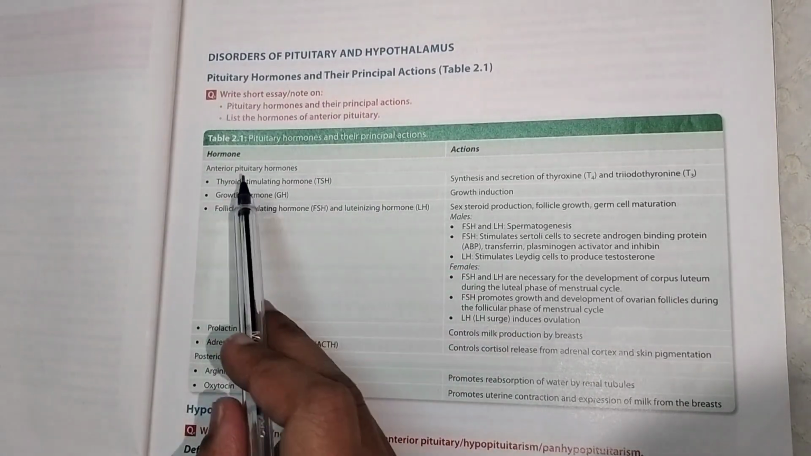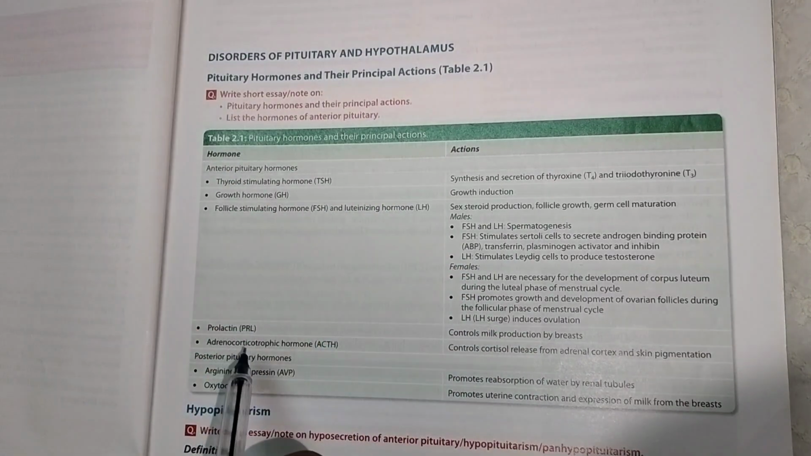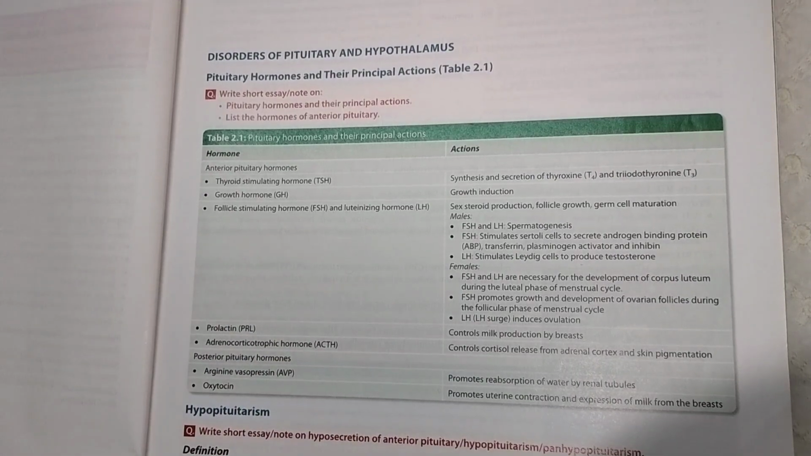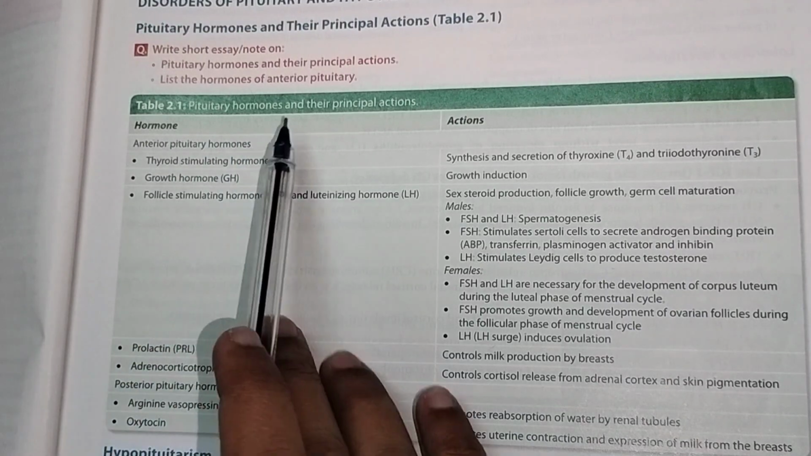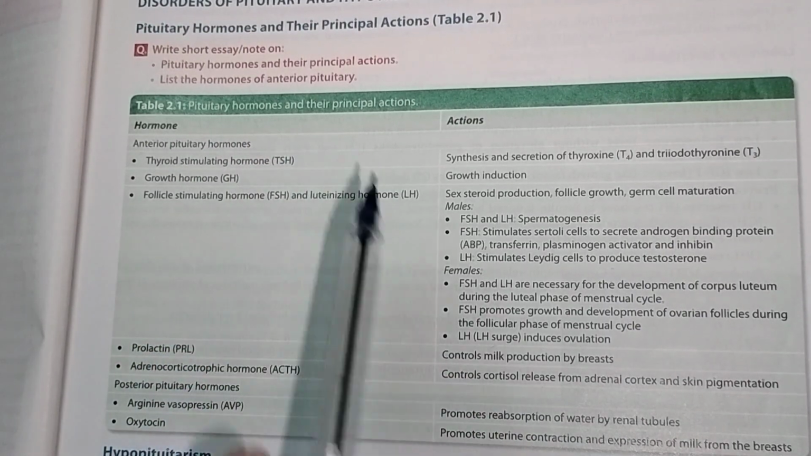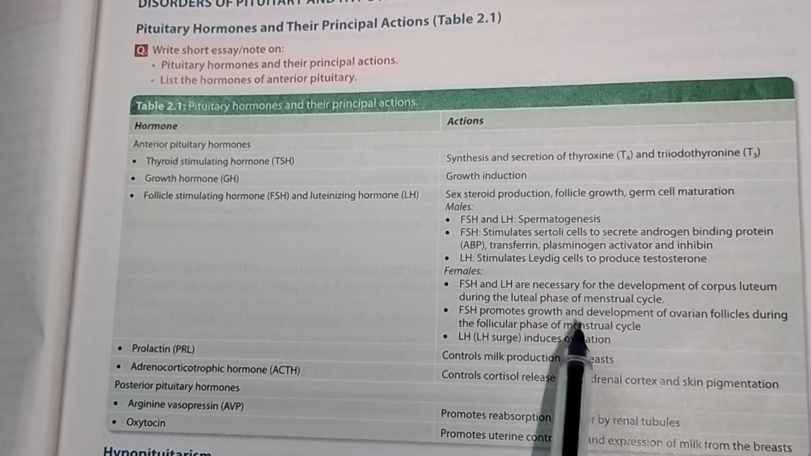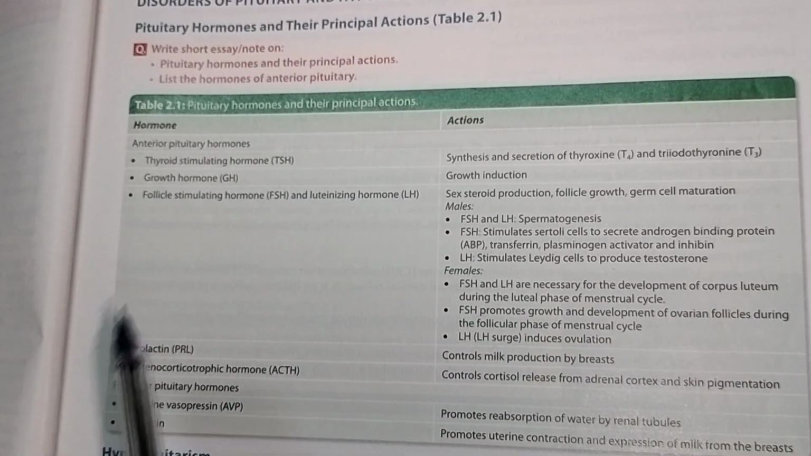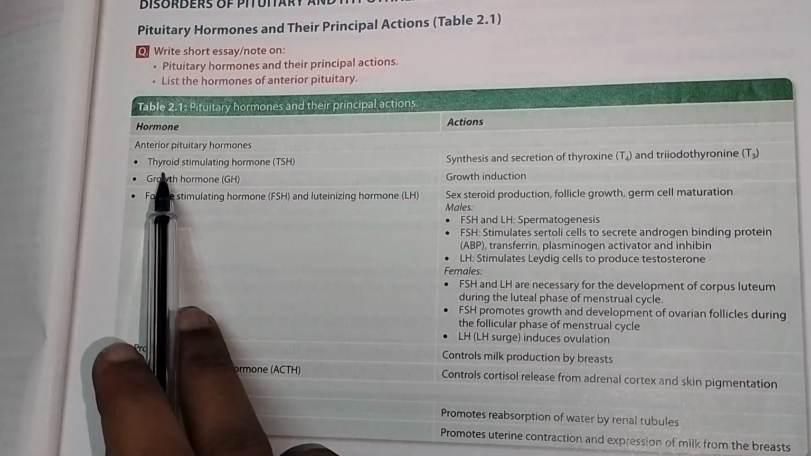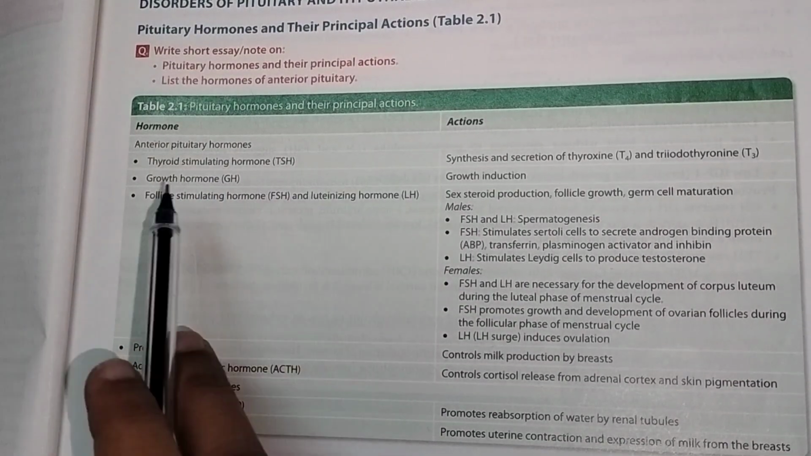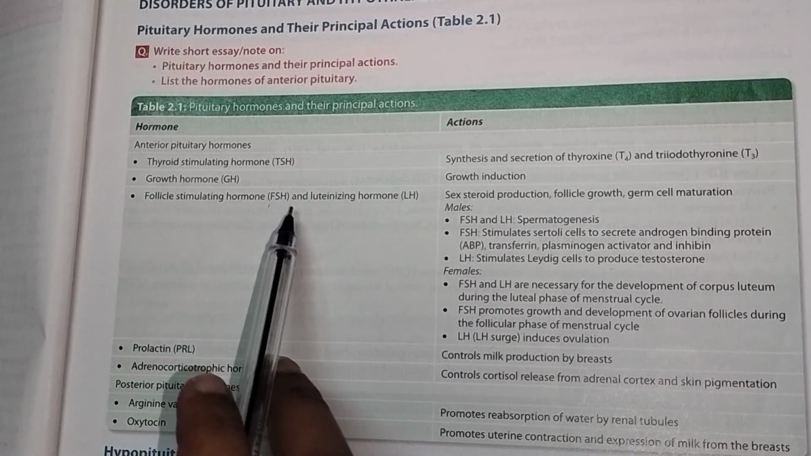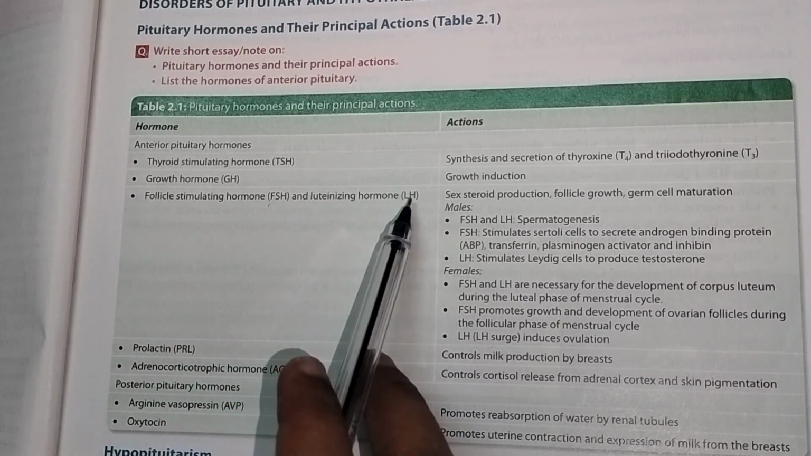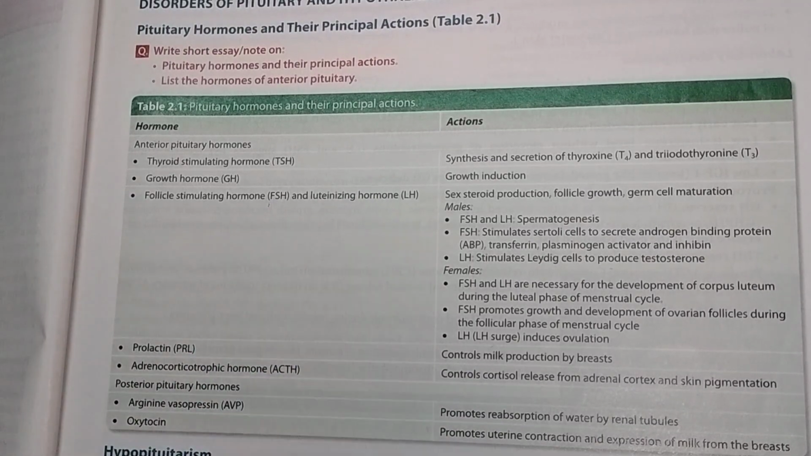Now, these are the hormones of the pituitary, and these are the actions of these pituitary hormones. Anterior pituitary hormones: thyroid stimulating hormone, that is TSH; growth hormone, that is GH; follicle stimulating hormone, that is FSH; and luteinizing hormone, that is LH. Now we will see the action of each one by one.